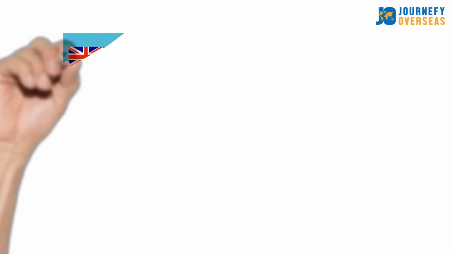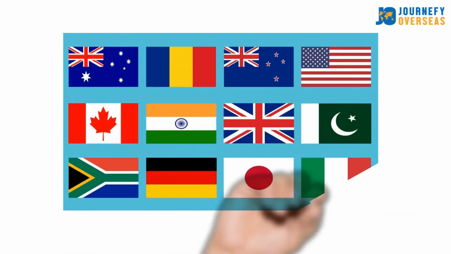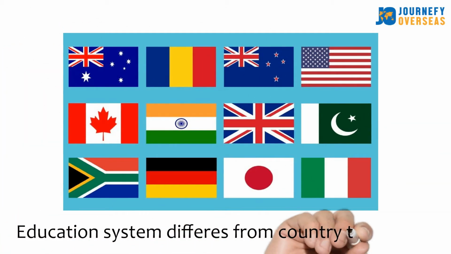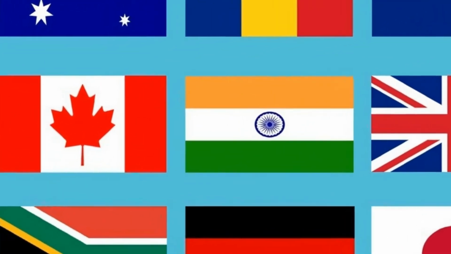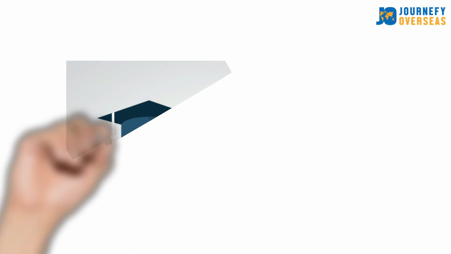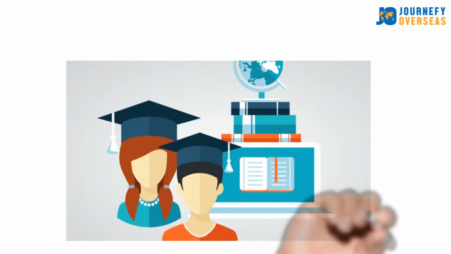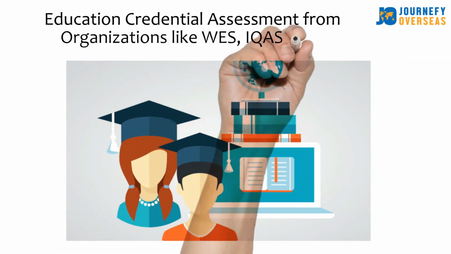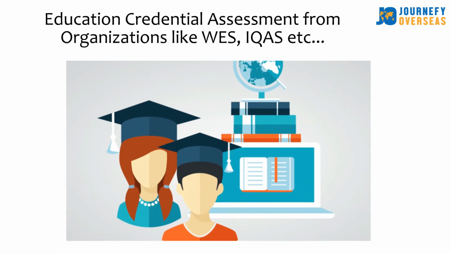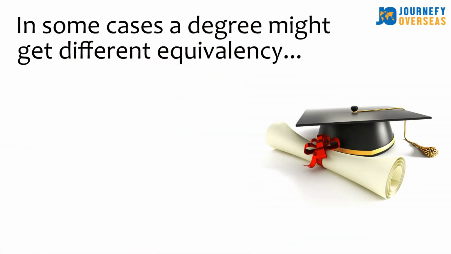As we know, there is a difference in the education system of all countries. So Canada wants to first ensure that your education is as per the Canadian standard. And to check the equivalency of education, you need to get an education credential assessment through any of the authorized organizations like WES, IQAS, etc.